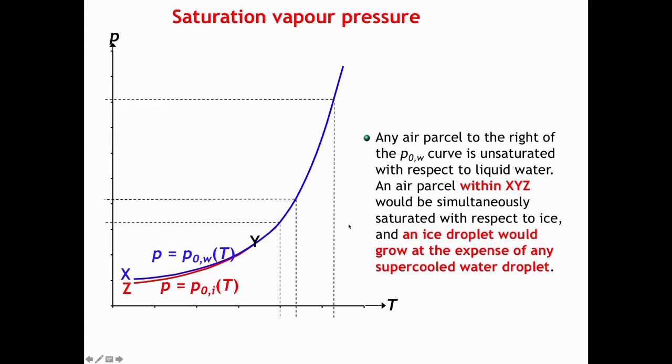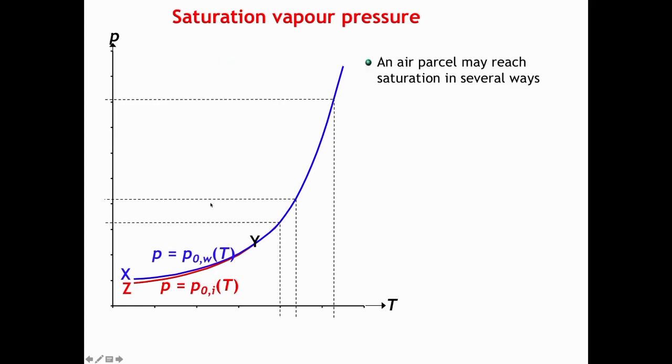So that's unsaturated over here. It's conditionally saturated here, so it's unsaturated with respect to water, saturated with respect to ice, and above here, it's fully saturated. So how do you get saturated? If you've got an air parcel over here, how do you become saturated?